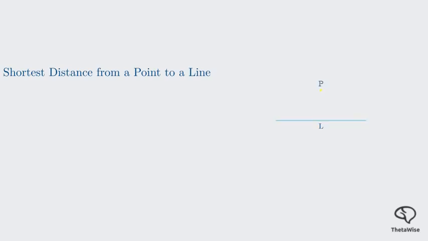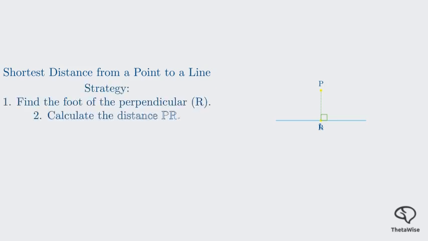Visualizing this, the shortest path from the port to the line of the ship's journey is not just any connecting segment. The shortest distance is always found along the line segment that is perpendicular to the ship's path. We call the point where this perpendicular segment touches the line the foot of the perpendicular. So, to find the shortest distance, our strategy will be to find the foot of the perpendicular. Once we have the coordinates of this foot, say point R, we can simply calculate the distance between our original point P and point R.